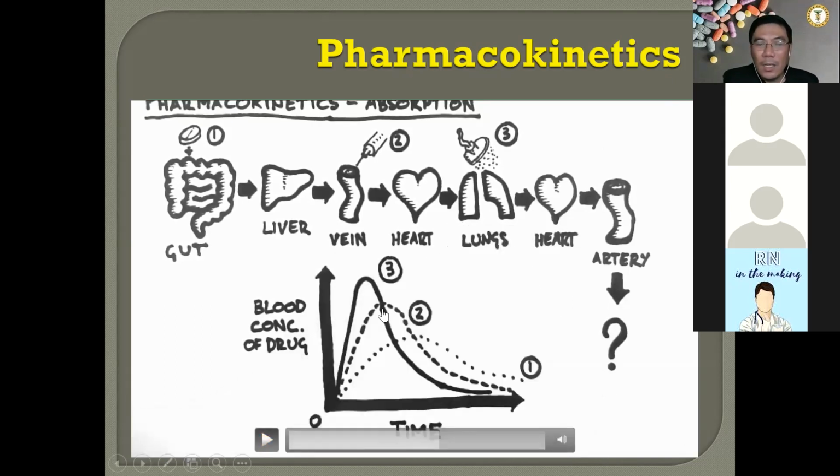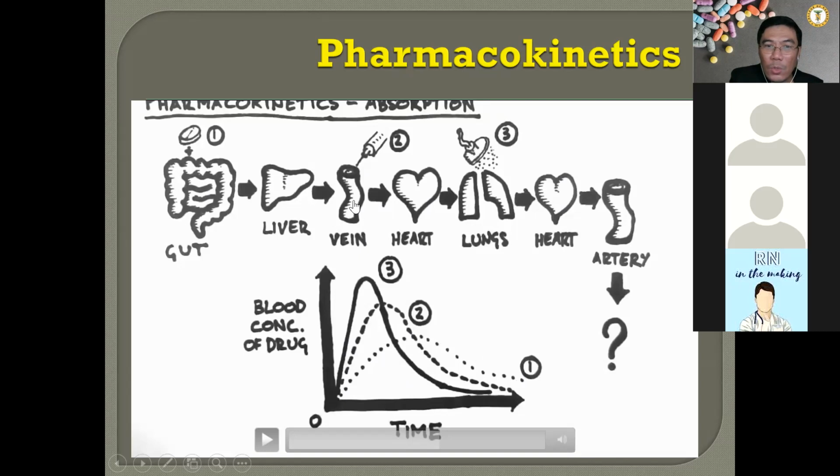Okay. If you will notice, if it is via inhalation, as mentioned by the facilitator, it will only pass through the heart and reach the artery. Number one, if it is oral, it passes through the liver, first pass effect, vein, heart, lungs, heart, before the artery. So can you imagine the stages of 1, 2, 3, 4, 5, and 6? So ibig sabihin, if you will understand the first, the longer the time before it reaches the maximum concentration of the drug.